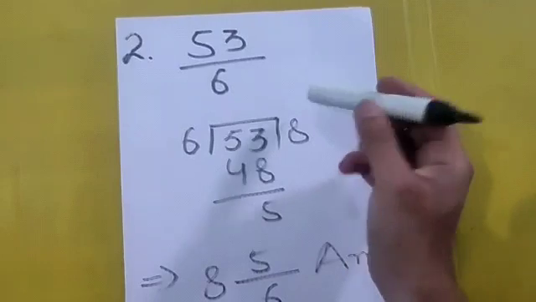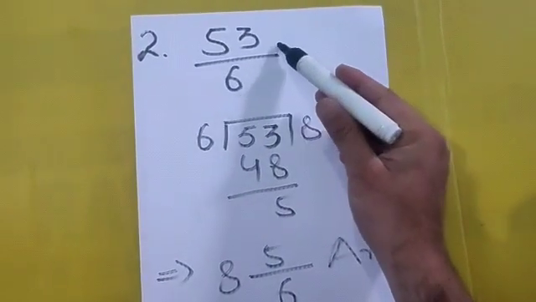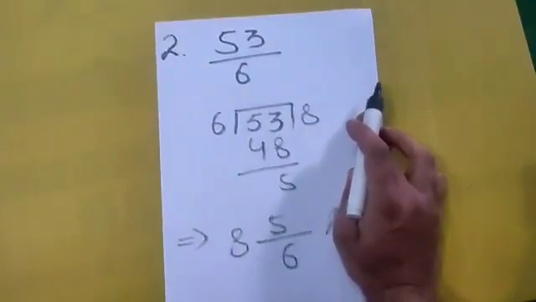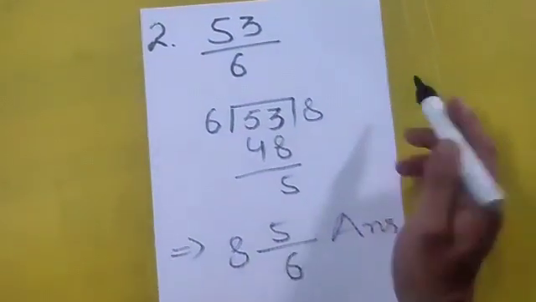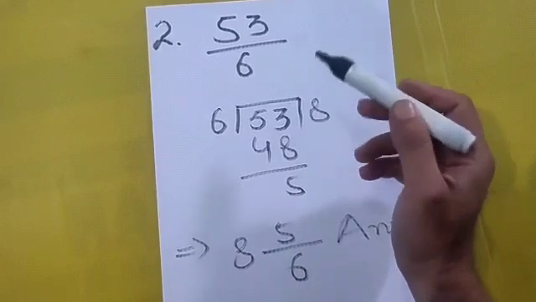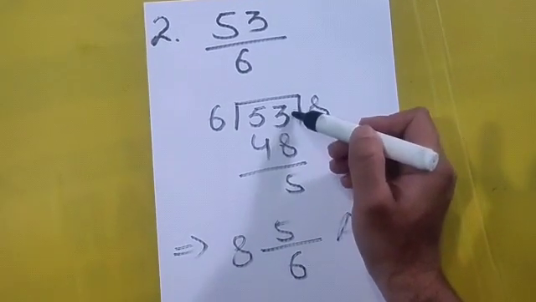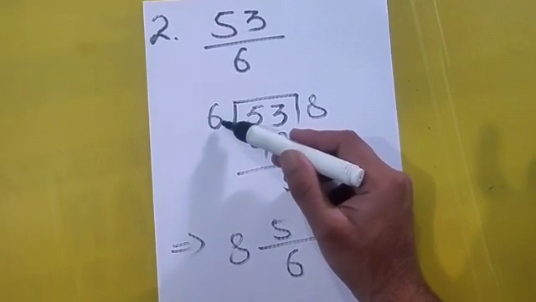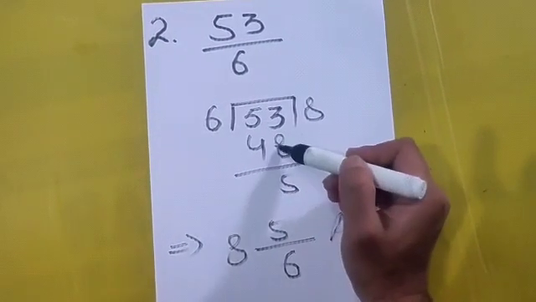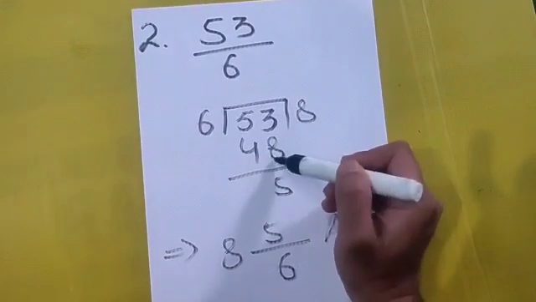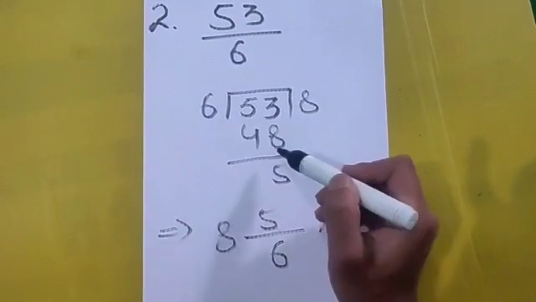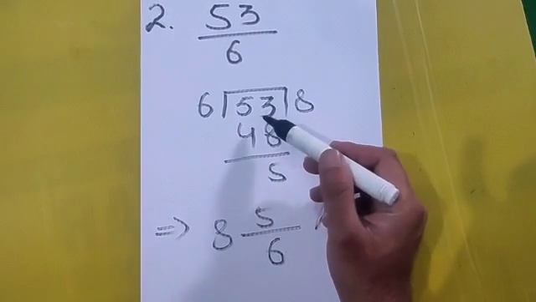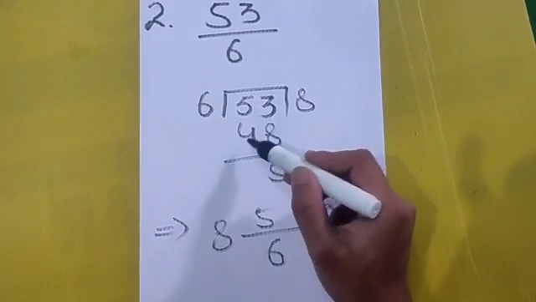Our next question is 53 upon 6. We have to convert it into mixed fraction. To convert a number into mixed fraction, we will divide numerator with denominator, that is 6. 6 times 8 is 48, 6 times 9 is 54, which is greater than dividend, so I have written 48 here.